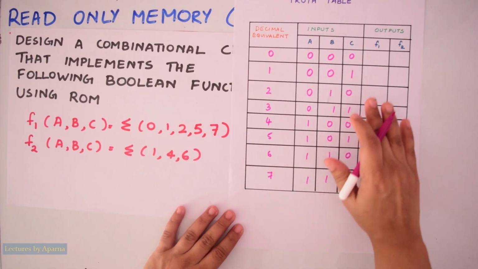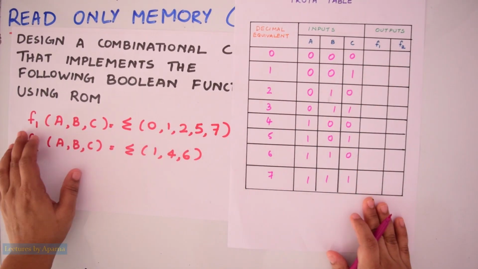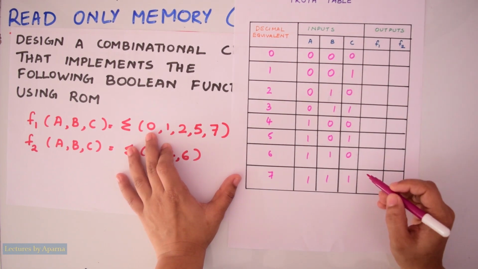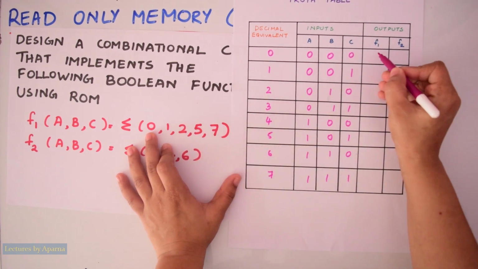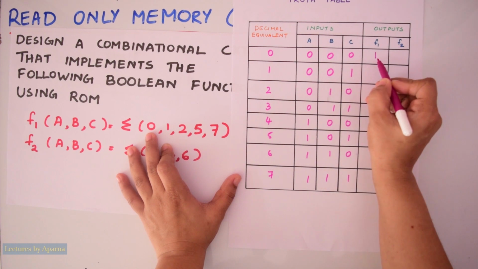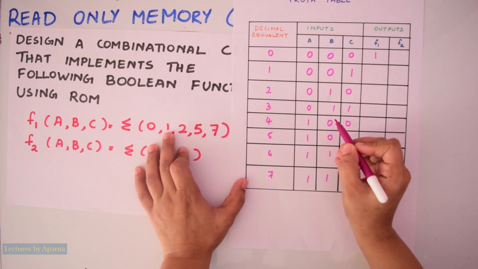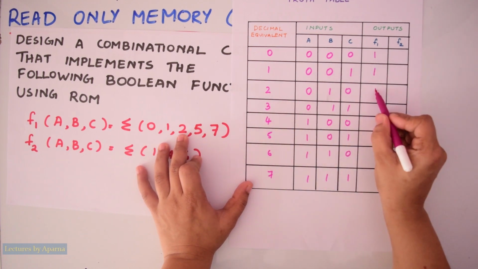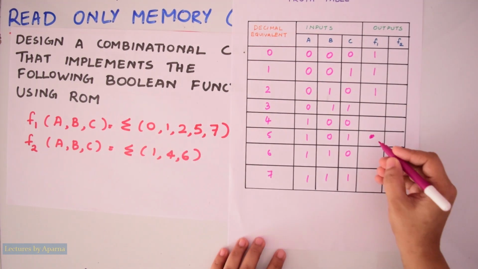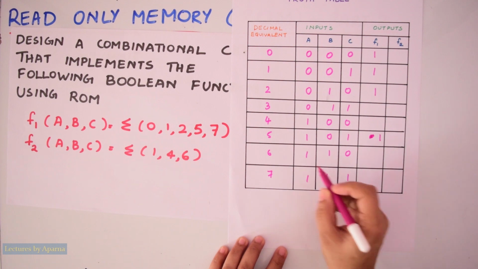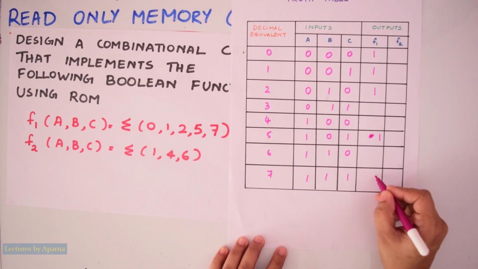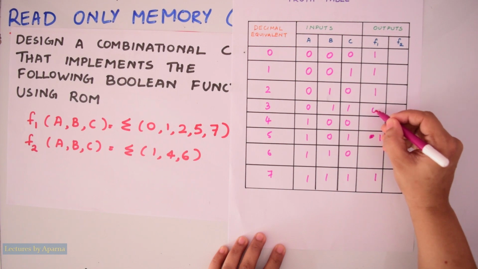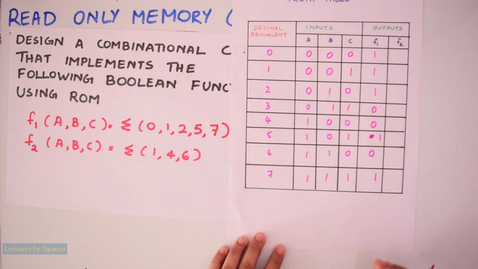Next, by looking at the minterms, we have to fill in the output column. For F1, F1 is 1 for 0. So in the place of 0 you have to put 1. In 1 also it is 1. In 2 it is 1. In 5 it is 1. In 7 it is 1. In all the rest of the columns you have to put 0.